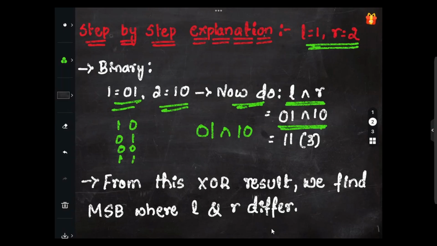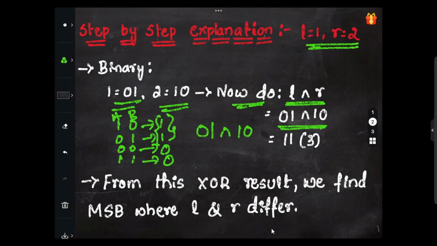So for XOR, either A has to be 1 or B has to be 1, then only the result will be 1. Here A is 1, result is 1. Here B is 1, result is 1. If both A and B are 0, then it is 0. If both A and B are 1, then also it is 0, right? So either A or B has to be 1 if the result we need is 1.